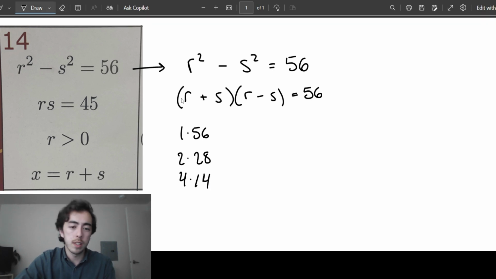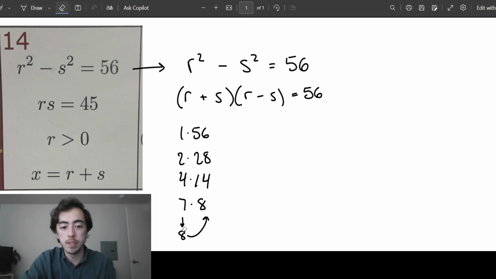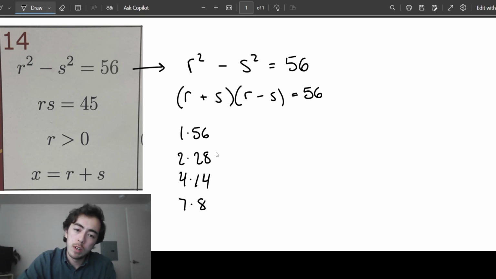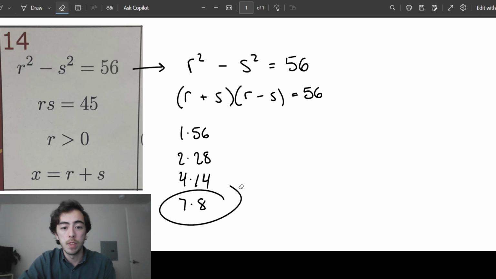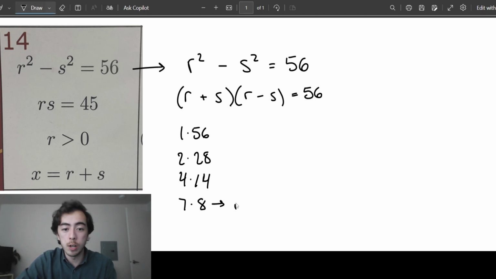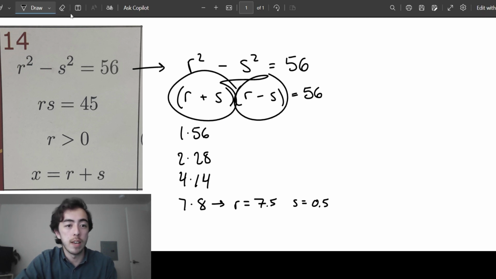And then I think the next factor pair is going to be 7 and 8. And then we're all done because the next biggest number would be 8, and I'm just counting on the other side of my factor list. So I guess we could try to figure out potential values for r and s based on these factors. Like in this case, I think r would have to be 7.5, and then s would have to be 1/2 or 0.5, because then that would make this the 8 and this the 7.